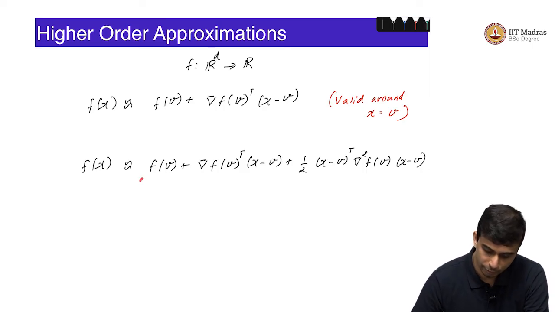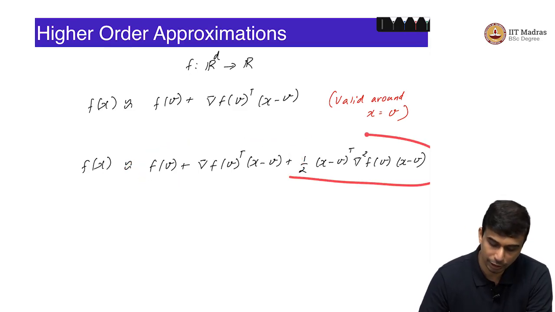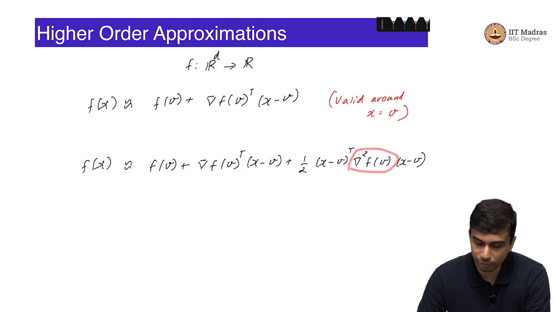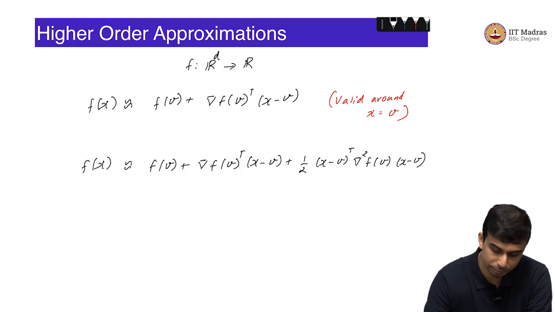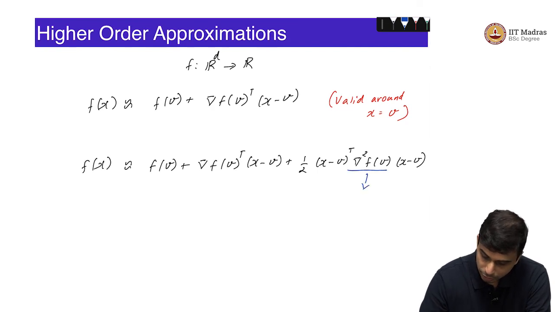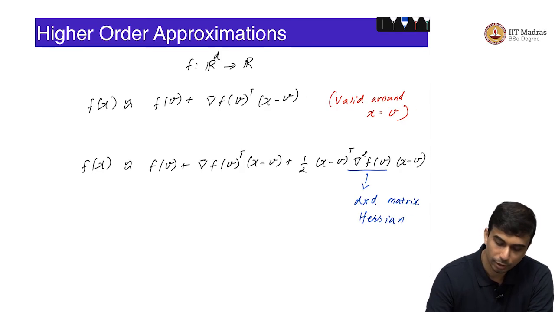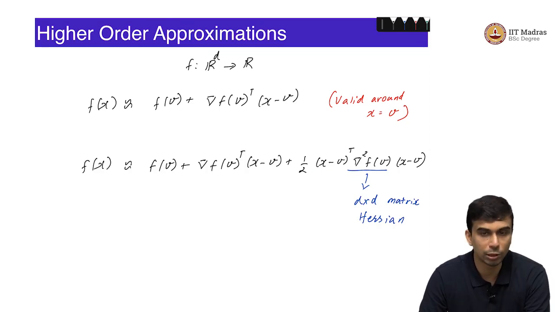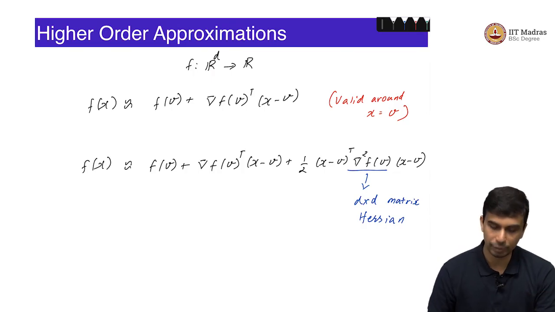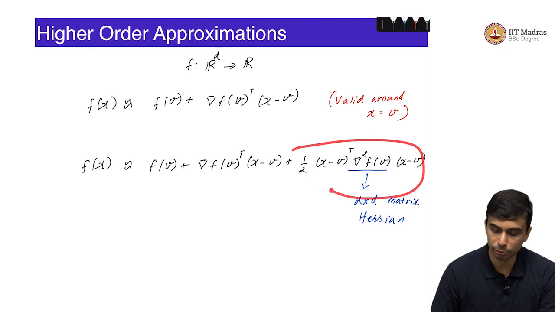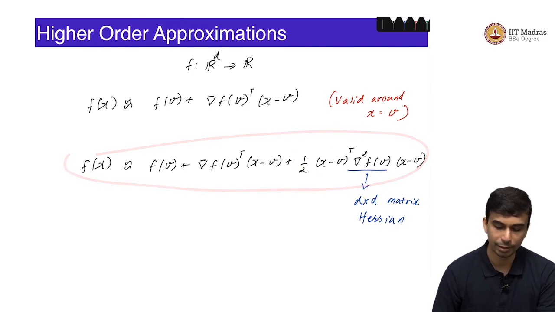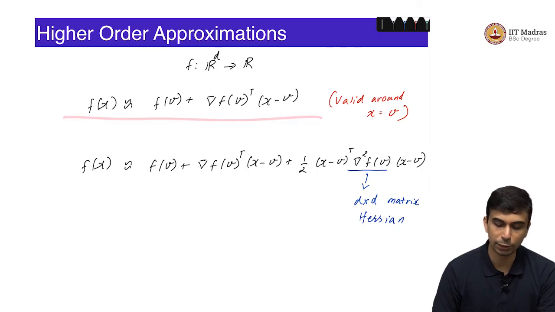That is, you have f of x, this is approximately equal to the linear approximation, and the extra term you have is this grad squared f of v, which is called the Hessian. This term is a d cross d matrix called the Hessian, and x minus v transpose is a 1 cross d vector, and x minus v is a d cross 1 vector. Together this is a scalar. I will not go into great detail on this, but you might find more advanced optimization algorithms use a quadratic approximation rather than a linear approximation, but in most of machine learning you will be sticking to linear approximations, which is this.